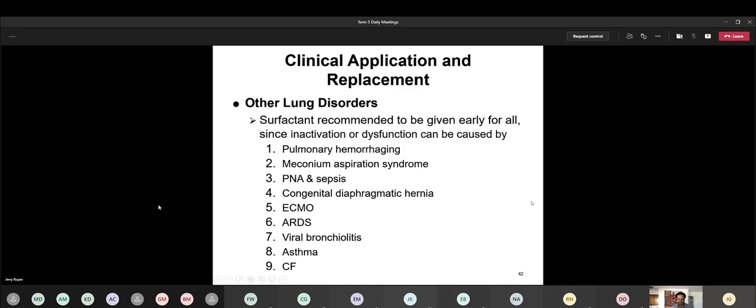And of course, pneumonia. And they do a lot of this with ECMO babies. ECMO comes up in another chapter later, I think next week. And of course, with ARDS.